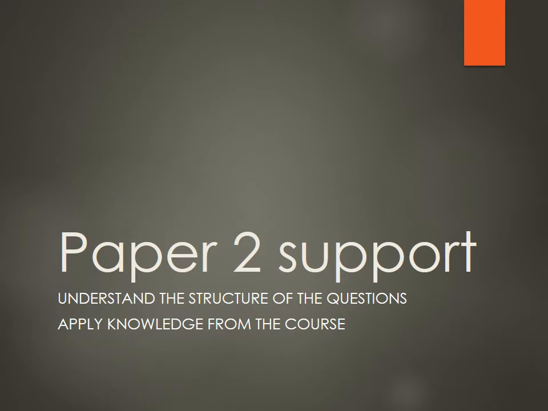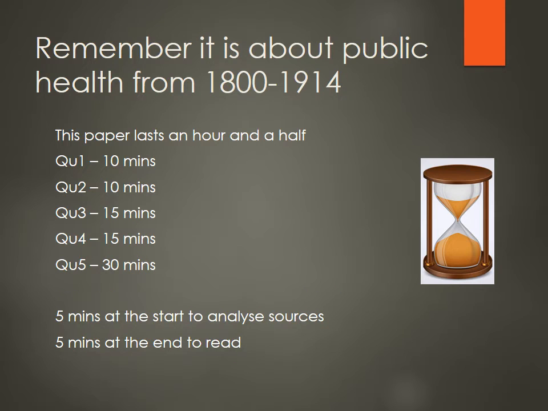This is the Paper 2 support video for the overall understanding of how you structure the questions and how we apply knowledge to the course. First of all, timings. The beauty of this paper is that it's all based on sources. All those sources will give you information that will help you answer the question. Remember, the question is going to be based upon public health from 1800 to 1914. And the suggested timings are based on the 2015 past paper from OCR.